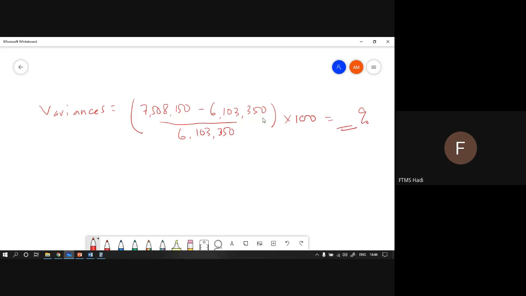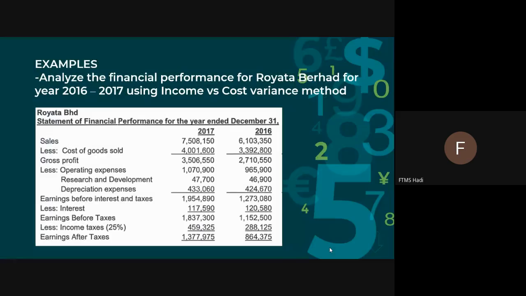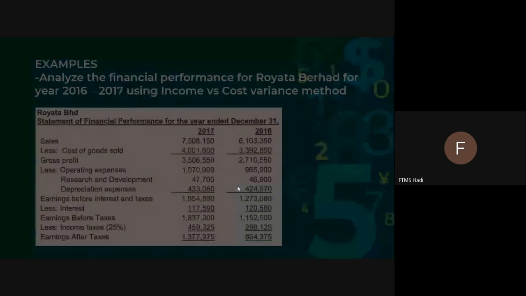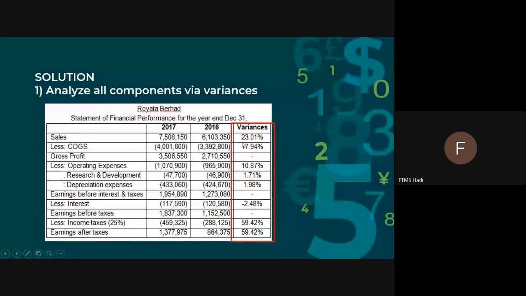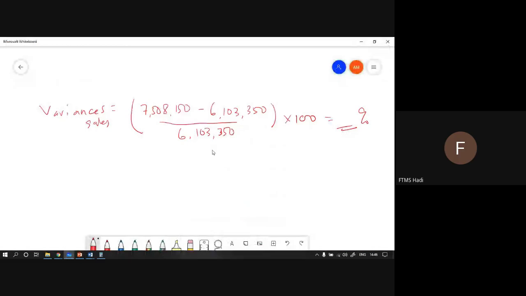Okay. So not only for sales, but also for all these things: cost of goods sold, operating expenses, research, development, depreciation, taxes, interest, and then income taxes. Okay, so that is the first one. As you can see from this example, these are the variances. But for the negative amounts, the negative means that you need to consider it as well. So let me show you how to calculate the negative variances.